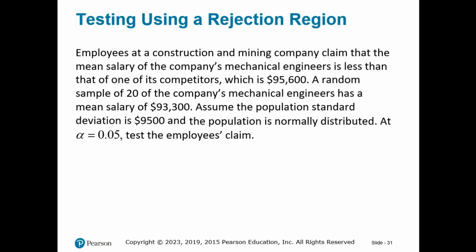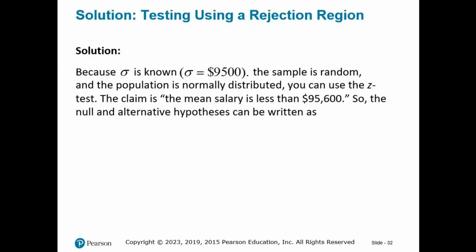Next, what is the claim? The claim is the mean salary is less than 95,600. So this is a less than, which is an inequality, so we're going to be writing which of our hypotheses first? If you guessed alternative hypothesis, congratulations, you're still awake. Great job. Okay, seriously, that's right.